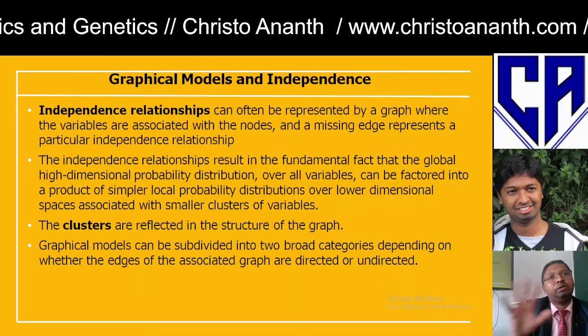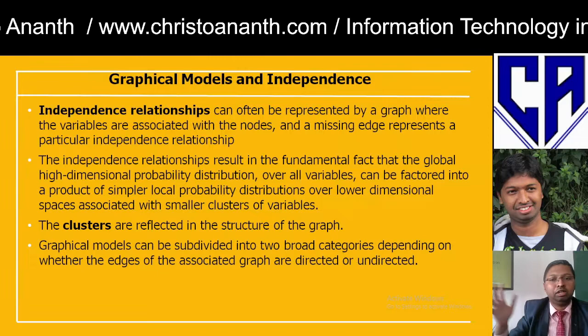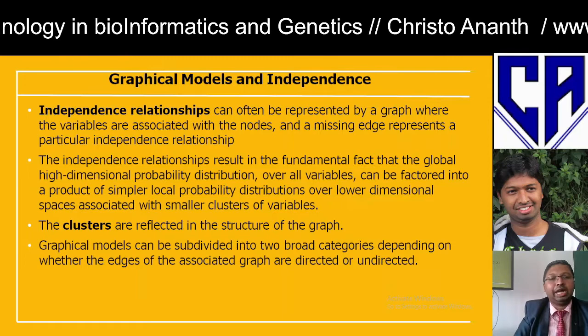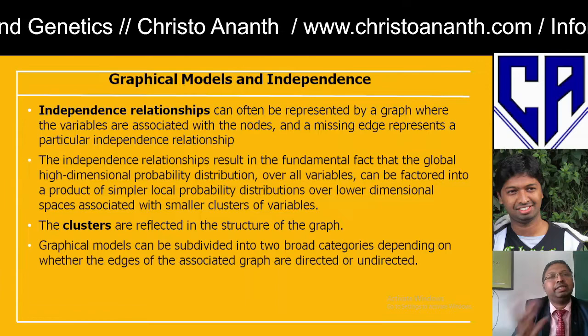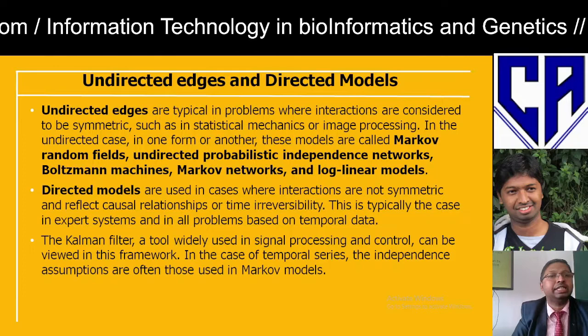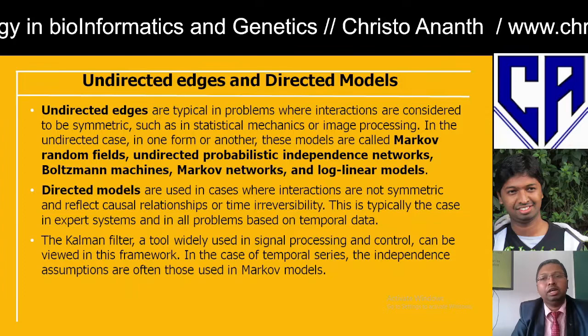In the graph, if you have studied graphs, smaller elements form clusters. Those clusters form the parts of the graph. So we categorize these graphical models into two types. One is the directed graph, and the other is the undirected graph. Undirected edges are generally where the interactions are said to be symmetrical. Symmetrical means it should follow one particular shape. So we can use it in image processing.